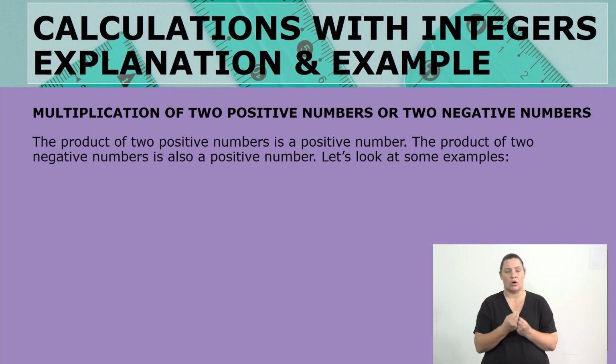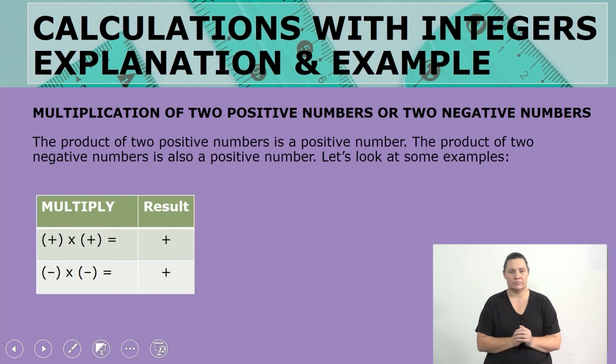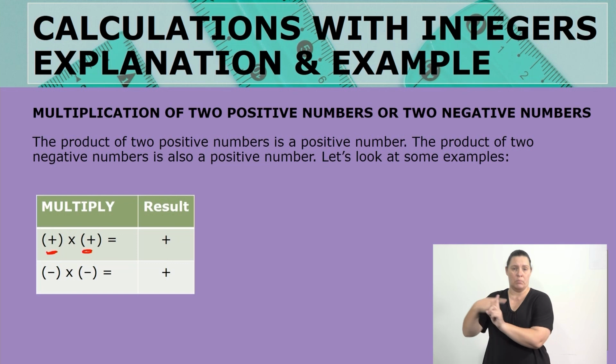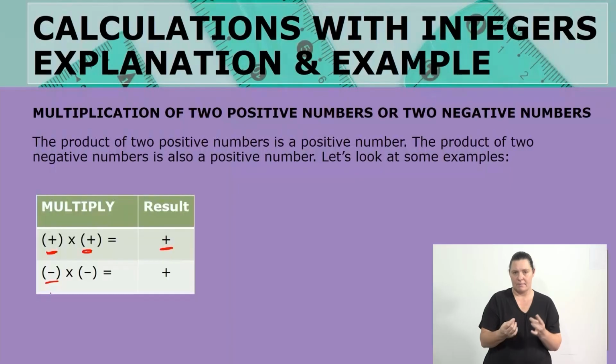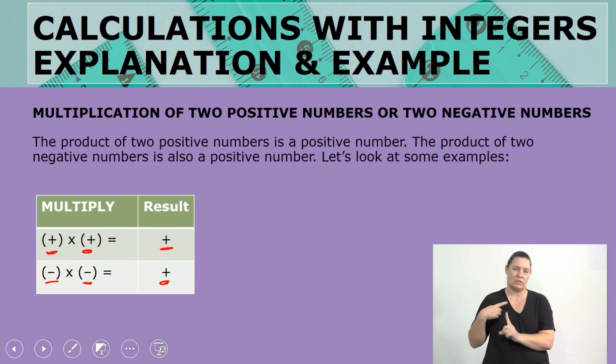So the product of two positive numbers is a positive number. The product of two negative numbers is also a positive number. Let's look at some examples. So when we multiply a positive with a positive, so a positive multiplied by a positive number will give us a positive number as our answer. This is the same for a negative number multiplied by a negative number. Our answer is going to be a positive number.